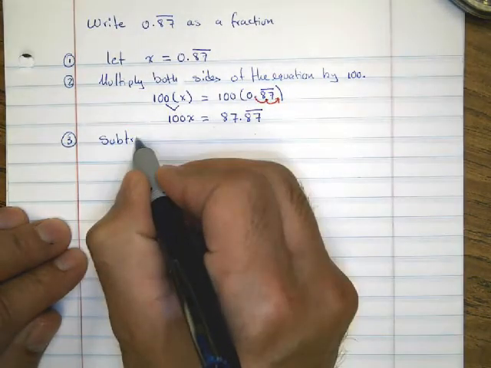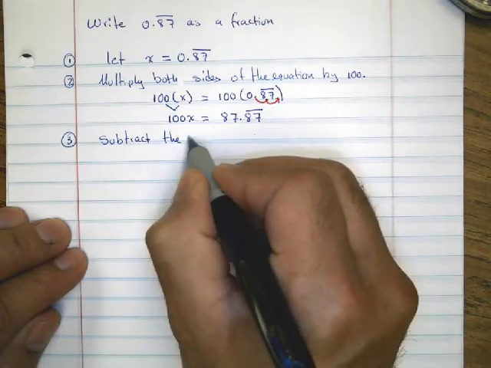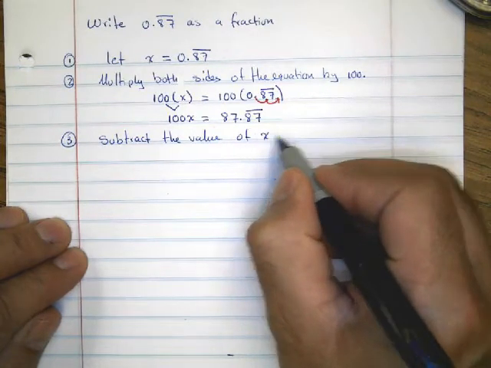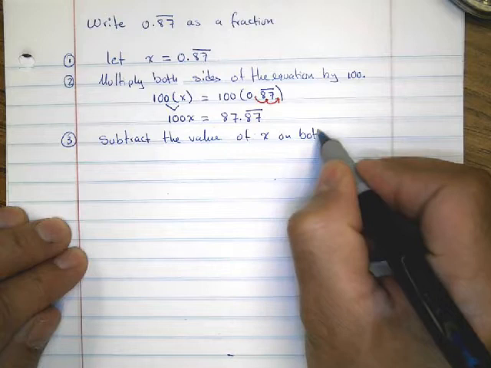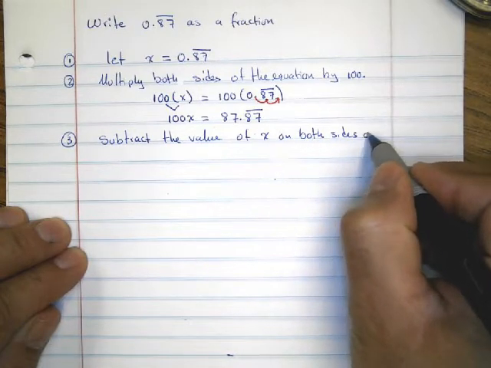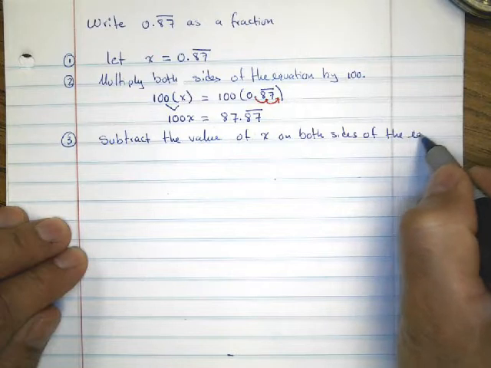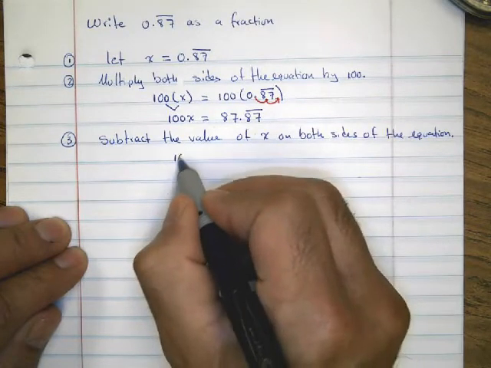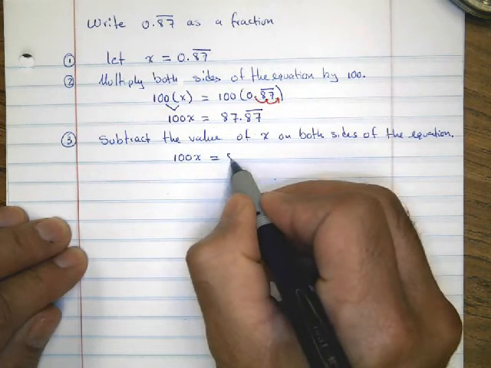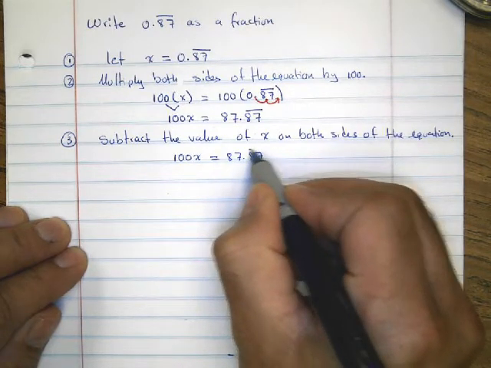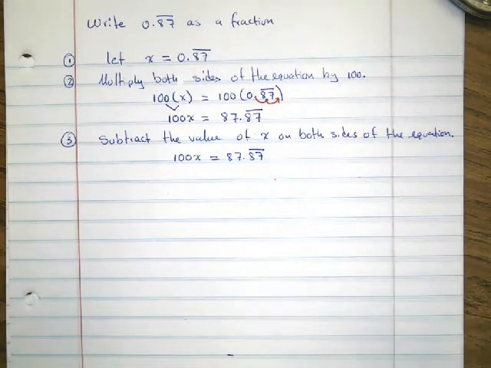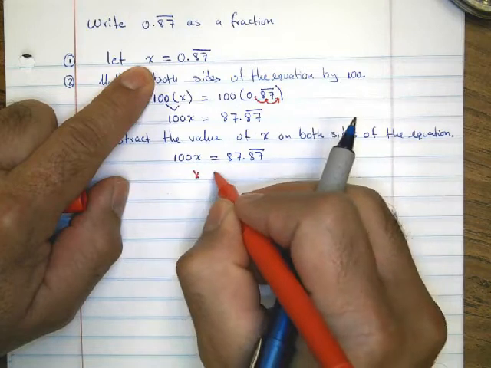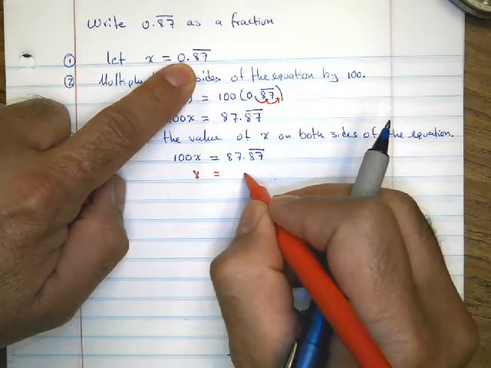Now, step number 3, I am going to subtract the value of x on both sides of the equation. So I'm going to write my equation again. 100x is equal to 87.87 bar notation, and then I'm going to take away the value of x. In this case, it's just x. I'm going to write x, and then I'm going to take away the repeating part, which is 0.87.